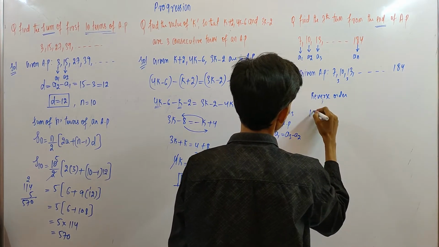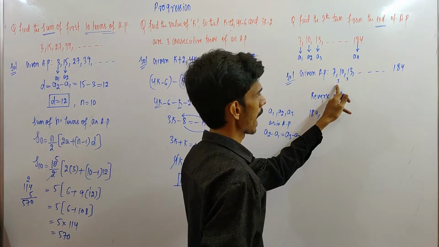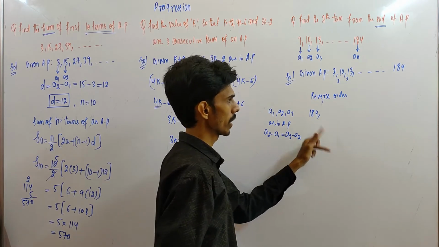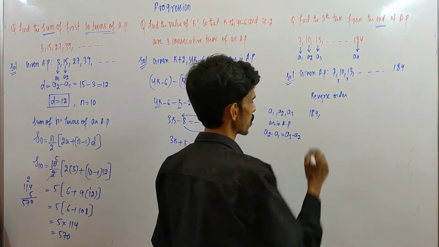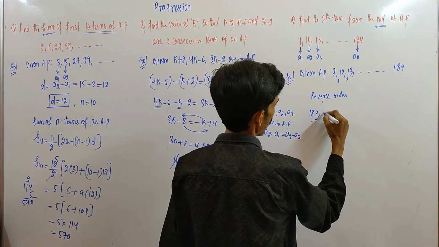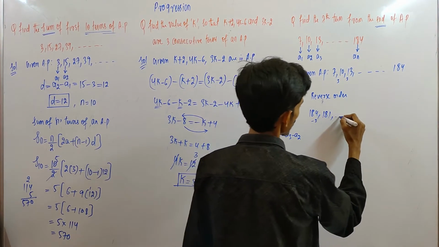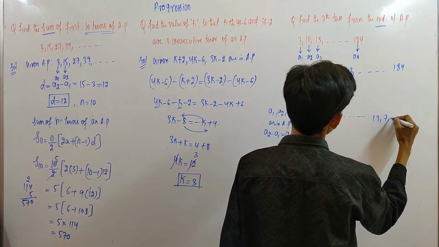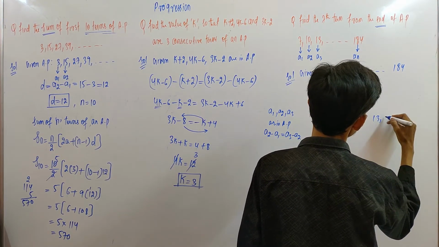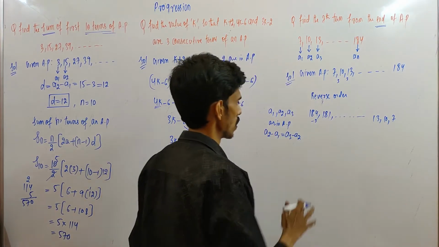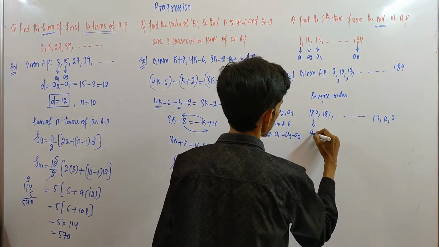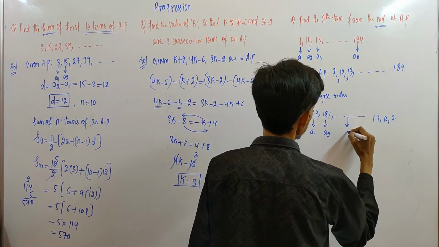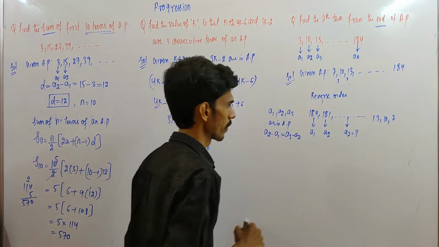Write down first 184. In the original we are adding 3 to the previous number, but writing in reverse order, now subtract 3 from the previous term. So minus 3 will give you 181 and so on up to 13, 10, 7. Now this term is treated as A1, this term is treated as A2. Now we want the seventh term, that is a question mark for us.